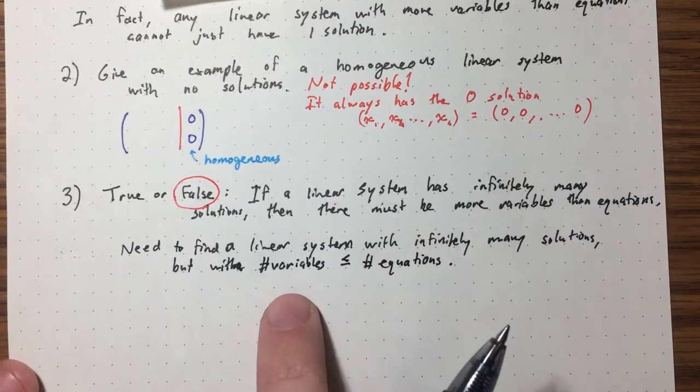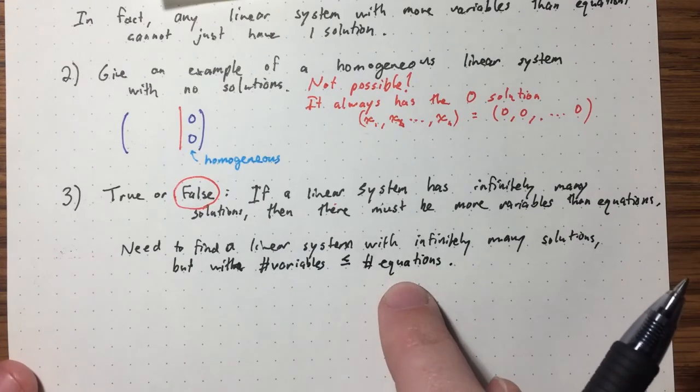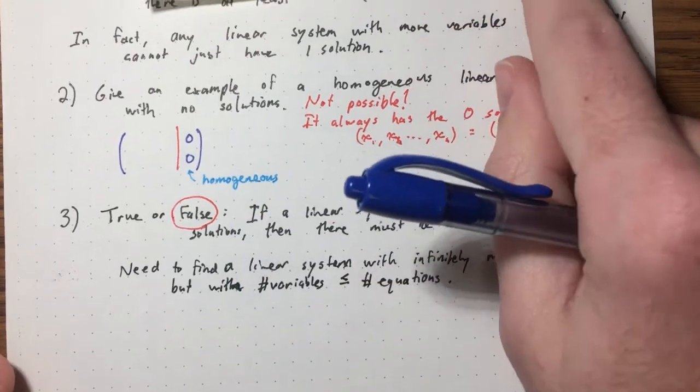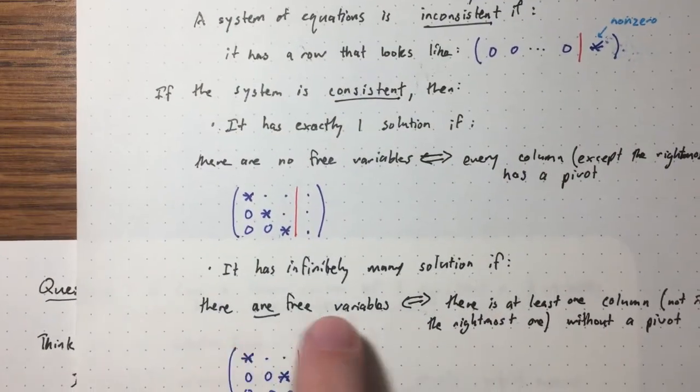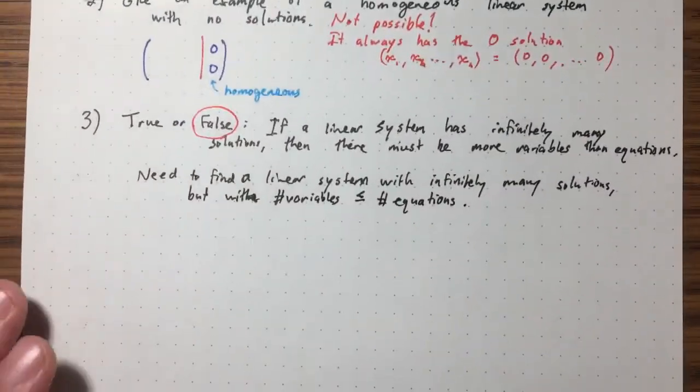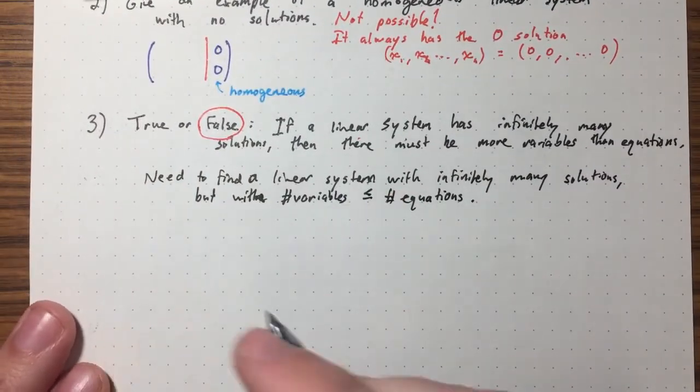Where we have fewer variables than equations, let's say, but we still have infinitely many solutions. Okay, well, what do we need for infinitely many solutions? We just need there to be free variables. Here's one possible example, right?